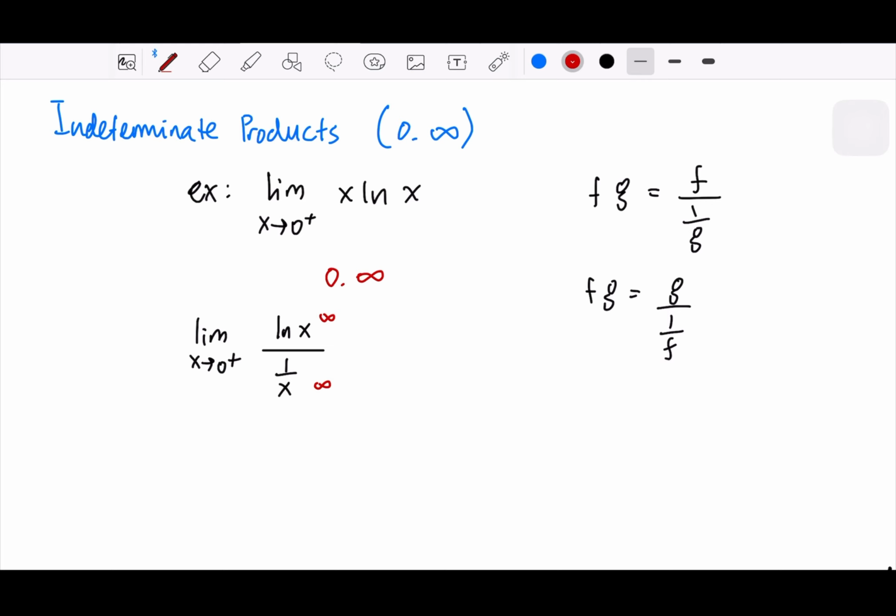So we can do L'Hopital rule here. Take the L'Hopital and ln x becomes 1 over x, and the bottom part is negative 1 over x squared. And we can cancel this x, so we have the limit, sorry, I forgot to write the limit. Limit as x approaching 0 from the right of negative x, which is also 0.